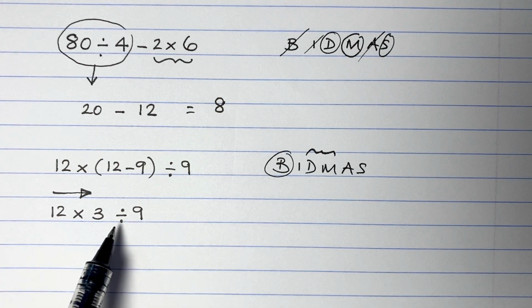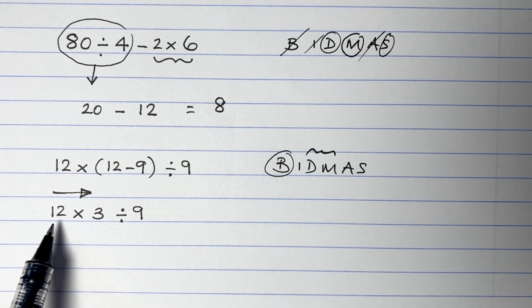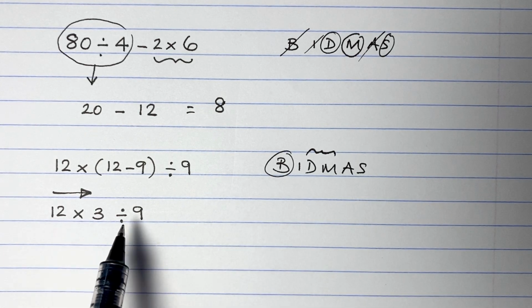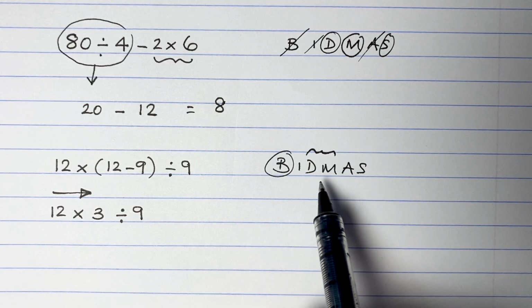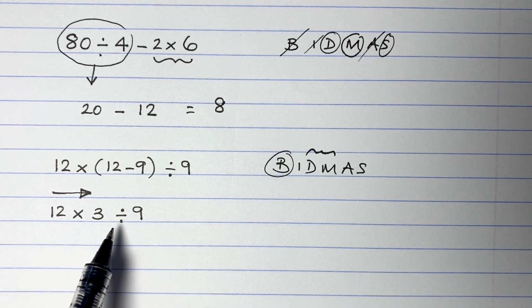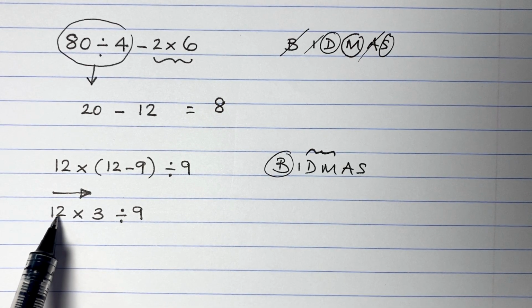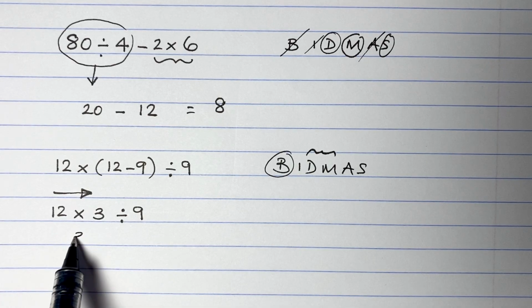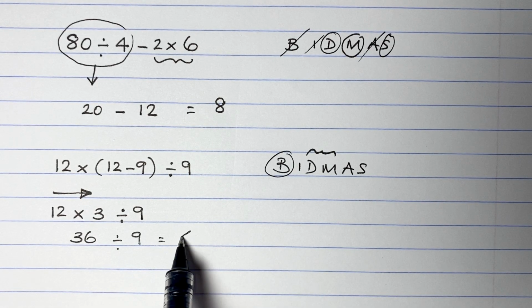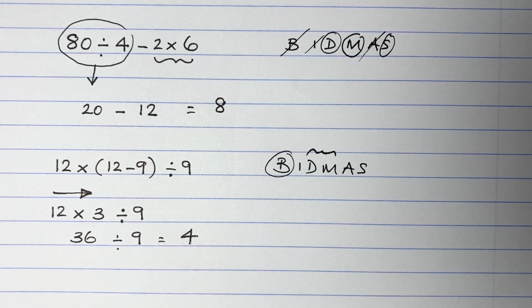So you can't go and divide now and then times. You have to do it in the order they appear, like English, going from left to right, because both division and multiplication have the same order of priority. So when we face such a problem, we do it in the order they appear. So we have 12 times 3, that's 36, divided by 9. The final answer, or the correct answer, is 4.